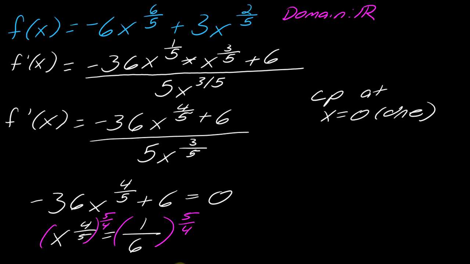But be careful with this, because when you take the fourth root of this, this is actually going to be plus or minus the plus or minus 1/6 to the 5/4. And why is that? Okay, so first of all, let's look at a way easier example just to make sure you get it. So if I assign x squared equals 9, you would use what's known as the square root property to solve this.